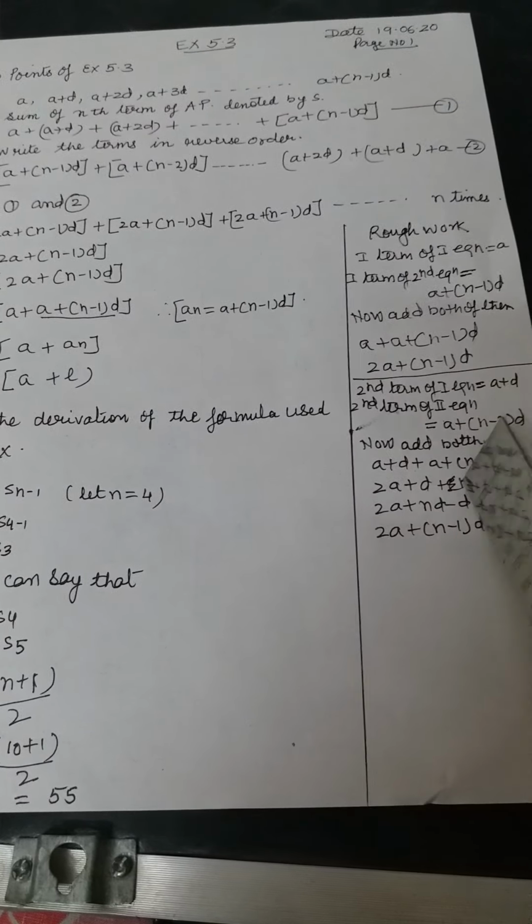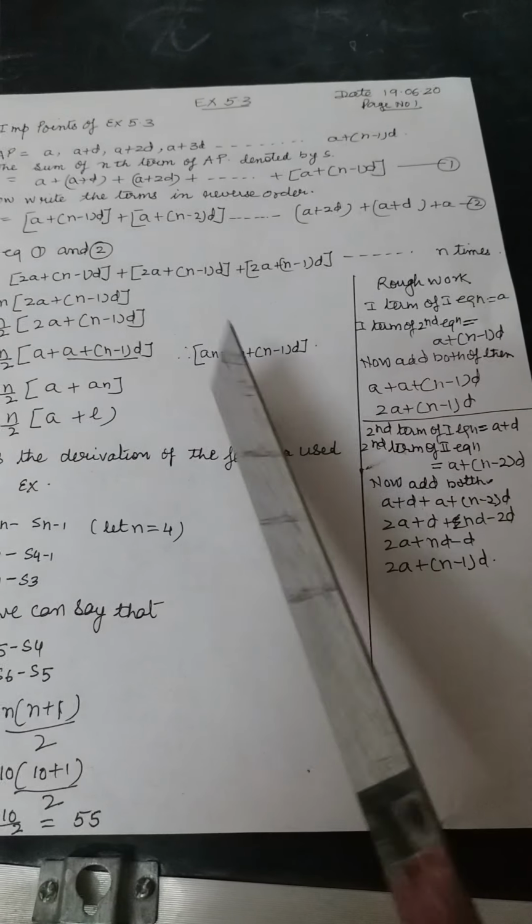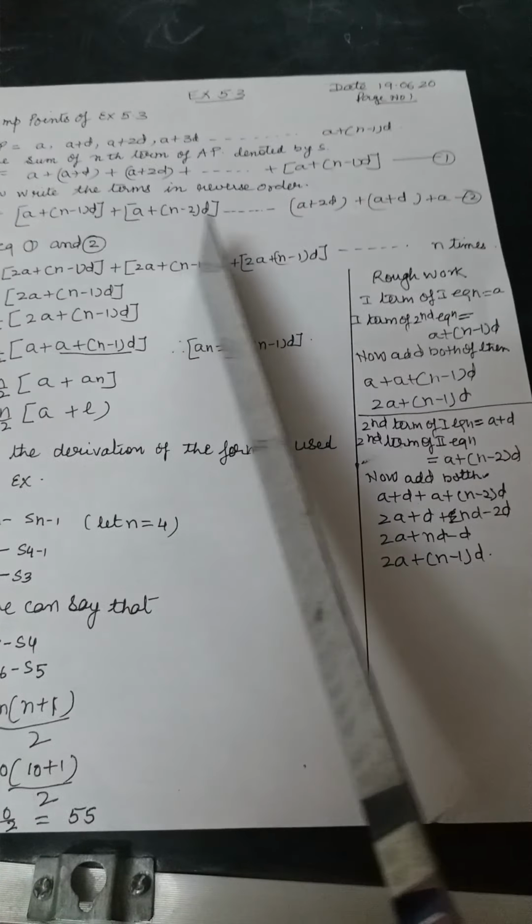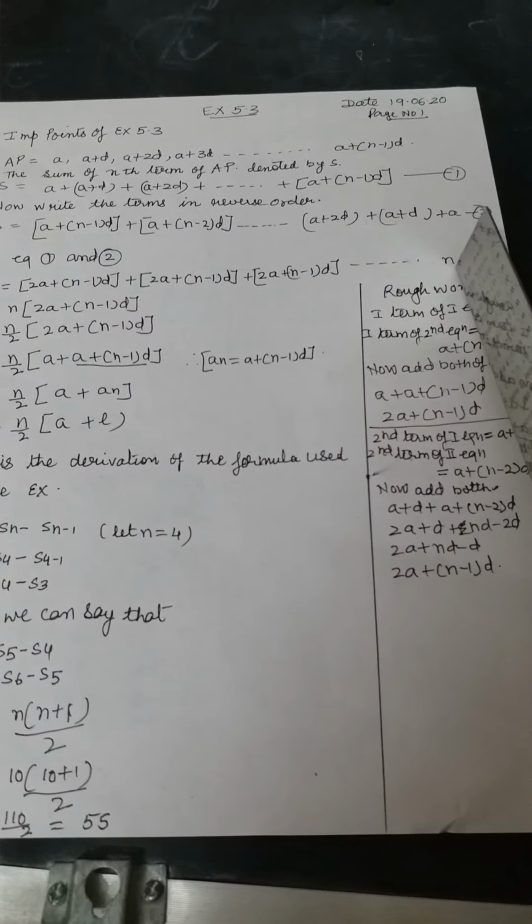When these two are added, again we will get 2a plus d, open the bracket, (n minus 2) into d. Adding like terms, it will be 2a plus (n minus 2)d plus d, which gives 2a plus (n minus 1) into d. That is why it is written here. So whenever you add the third term, it will also come the same. N times it is going to come the same.